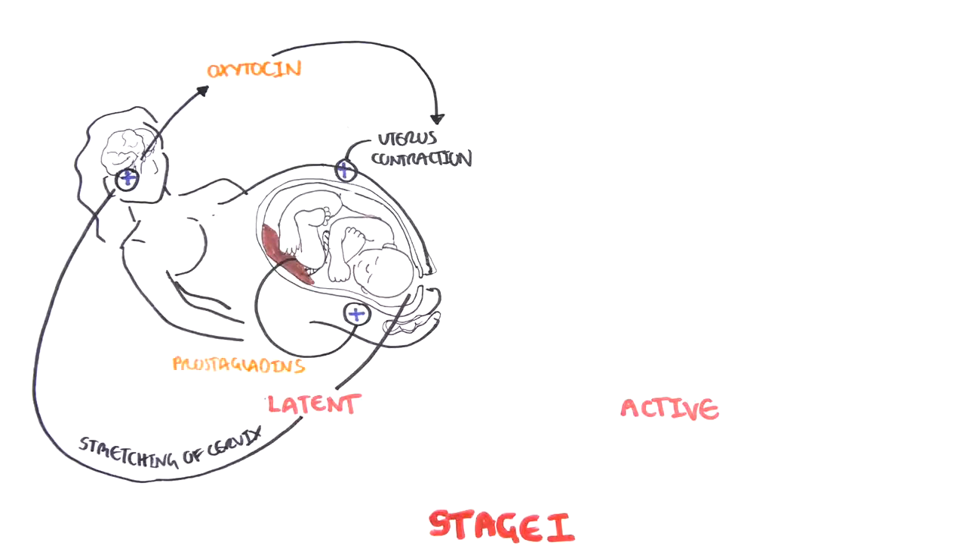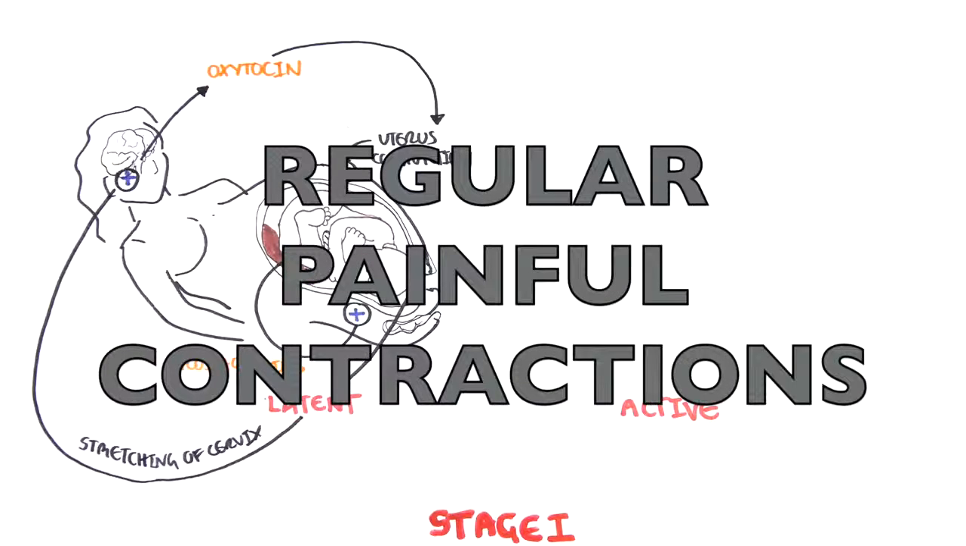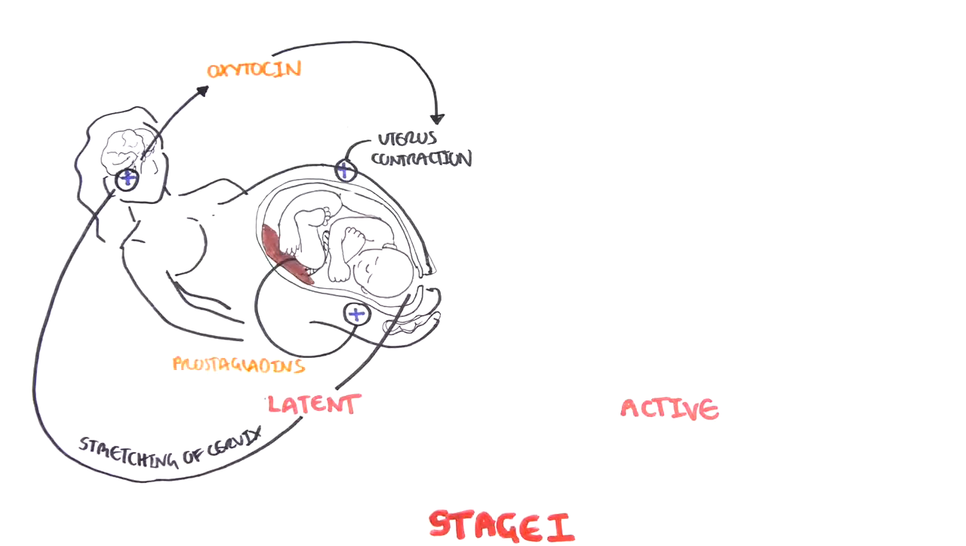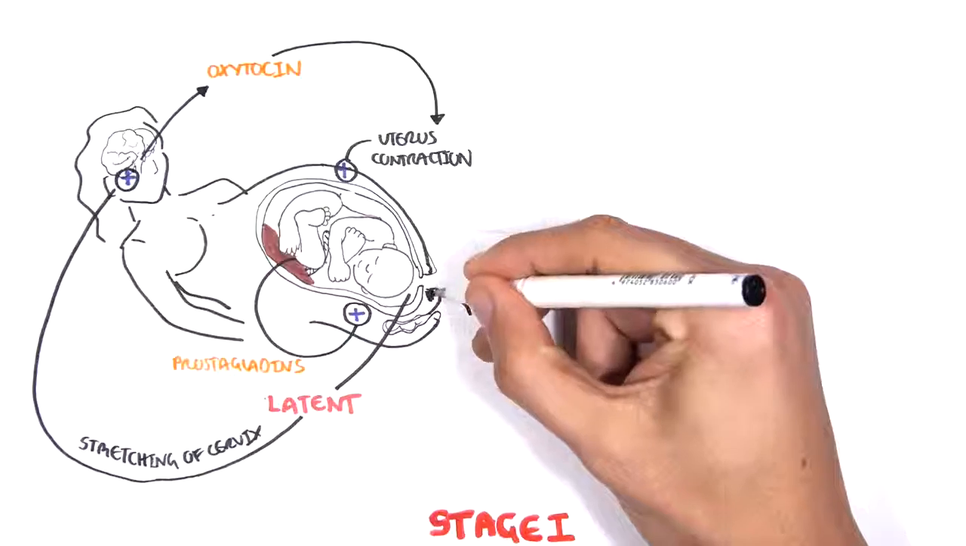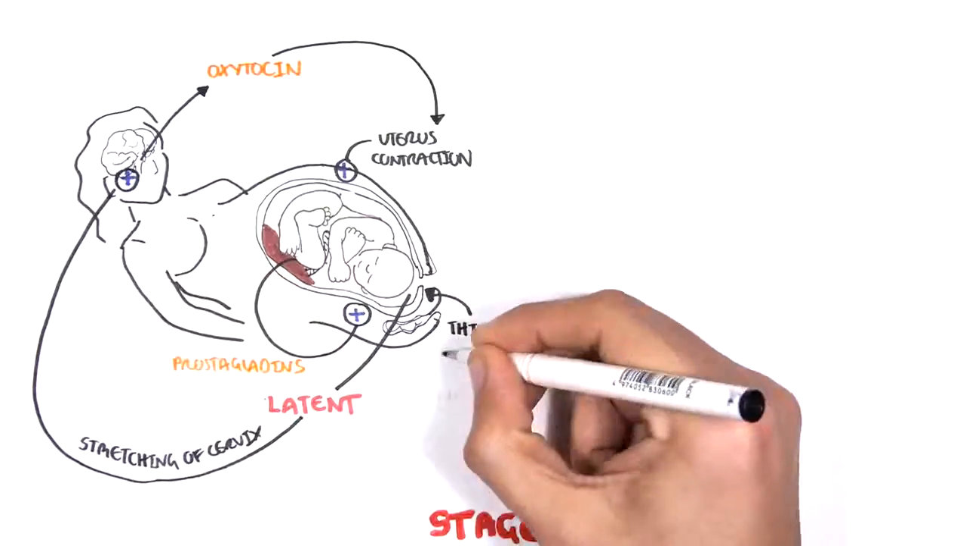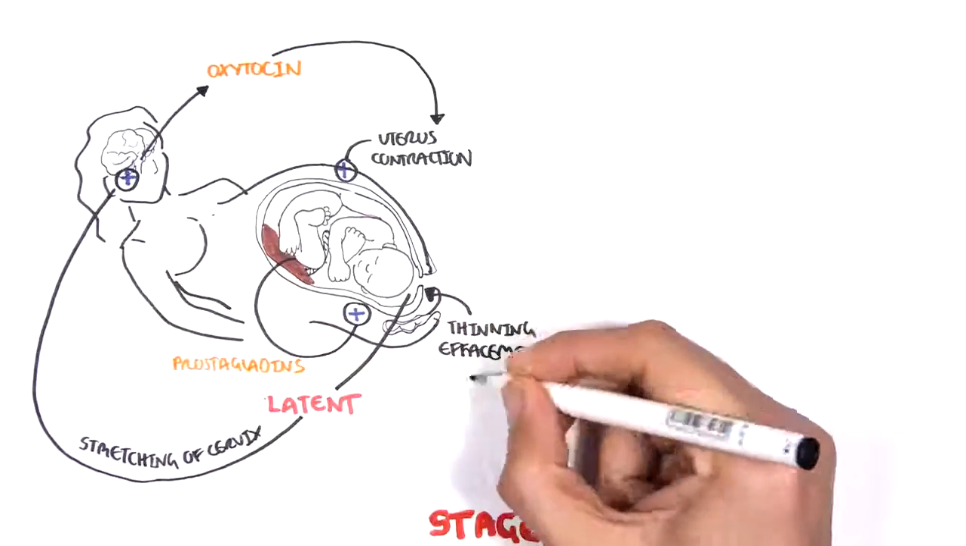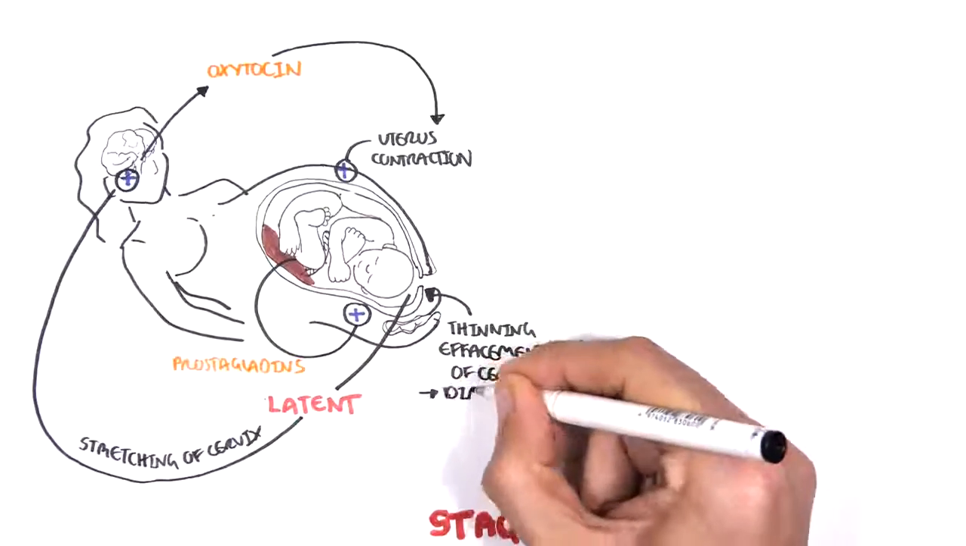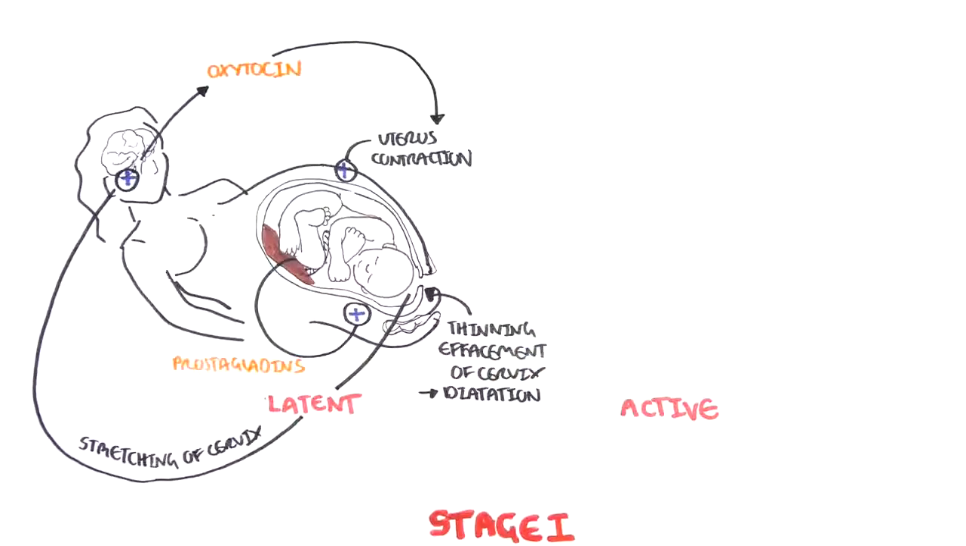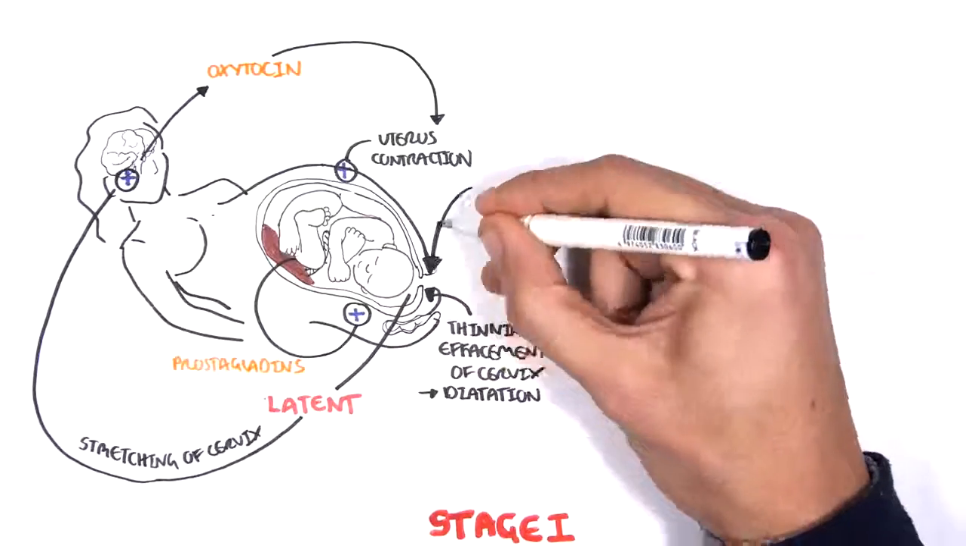The contractions of the uterus are more constant. They come in waves, regular rhythm. The contractions during labor are defined as being regular, painful contractions. The cervix stretches slowly, and you begin to see thinning of the cervix, which is effacement of the cervix, which will progress to the final outcome, cervix dilatation.